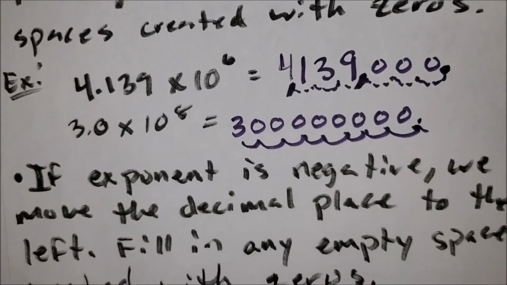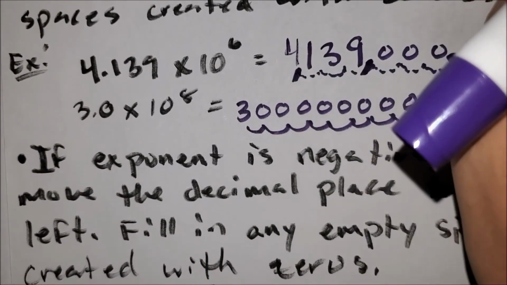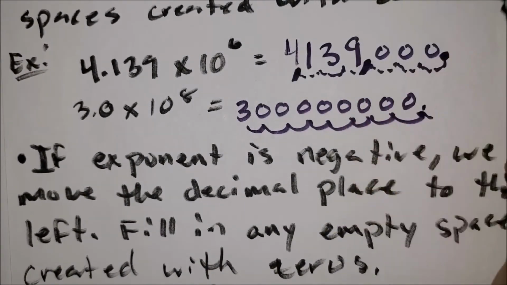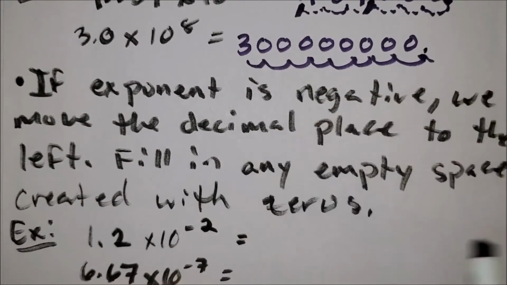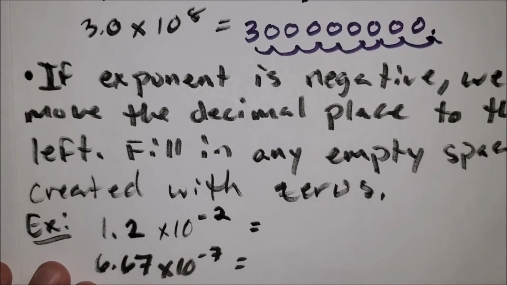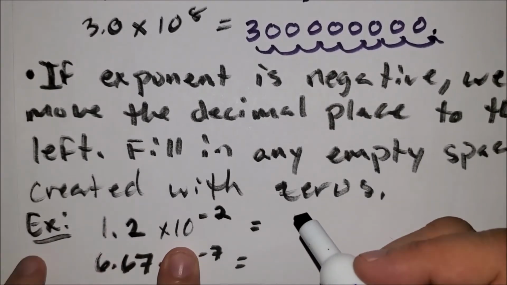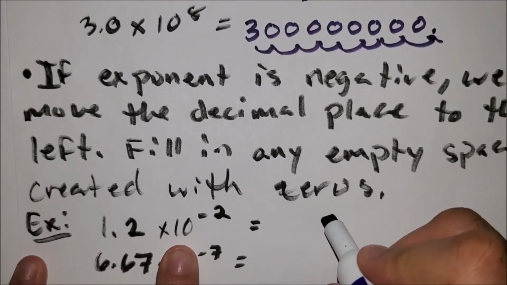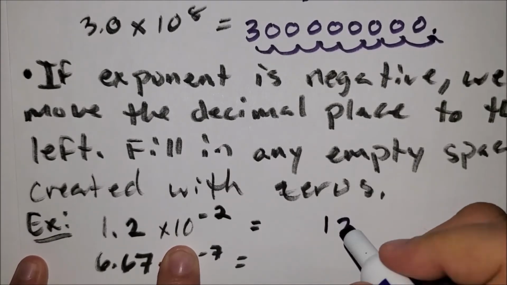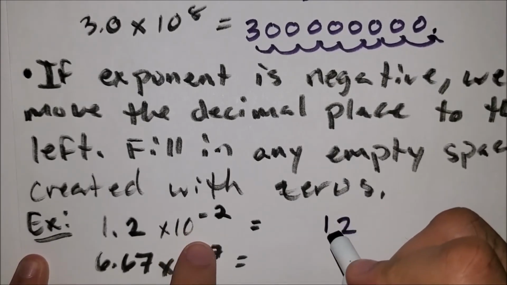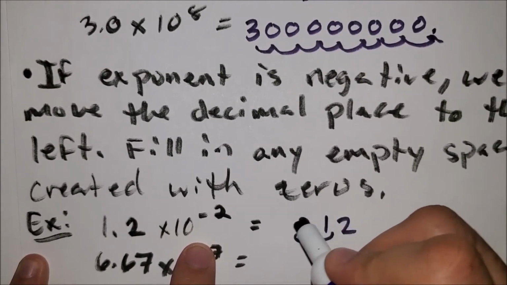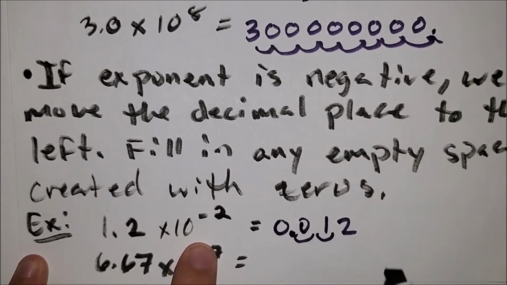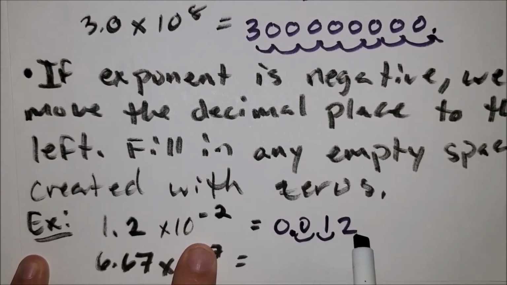If the exponent is negative, we're going to end up moving the decimal place to the left instead. Then we fill in any empty spaces created with zeros. So here we've got 1.2 times 10 to the negative 2. If we look at our 1.2, and we move this decimal place left twice, we go 1, 2, we end up with 0.012. This is the additional empty space created.